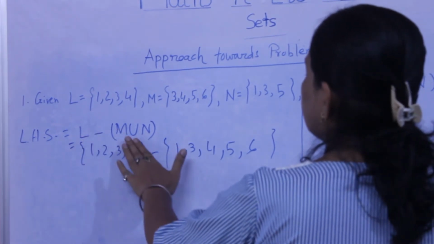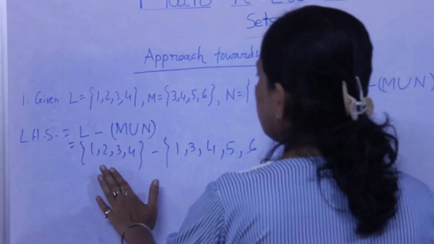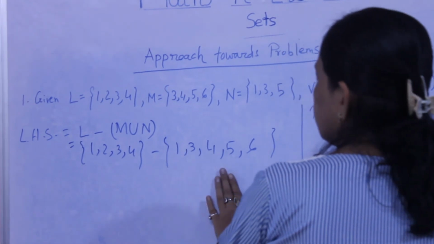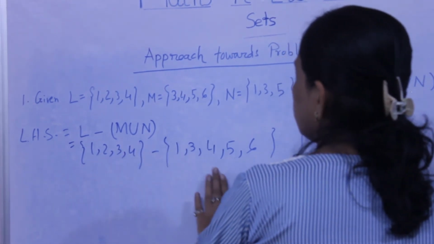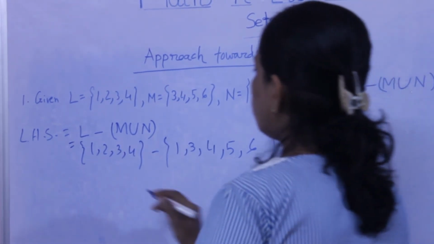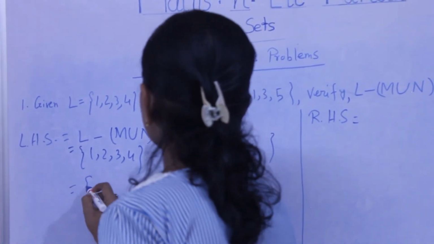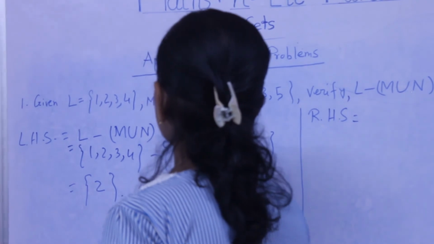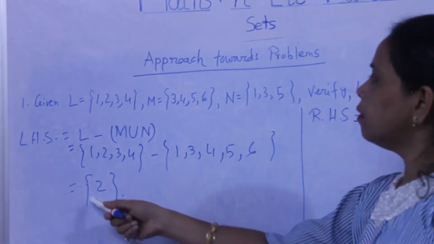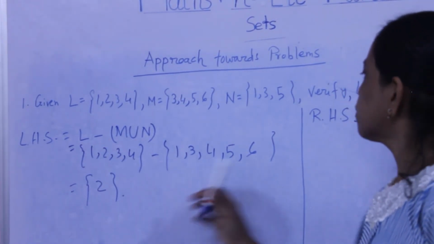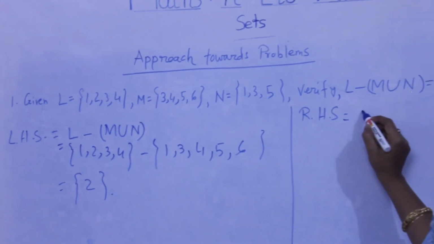So this minus this means the elements present here, not here. Present in the L set, not in the set M union N. So only 2 is left, others are common. So we will take this portion here. So this is the left hand side. Now the right hand side.